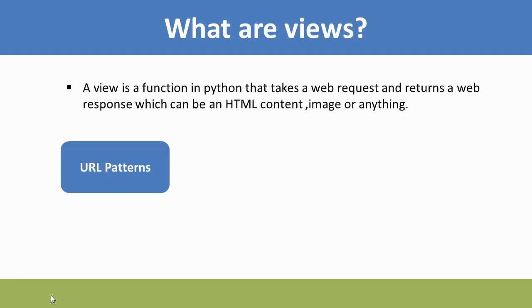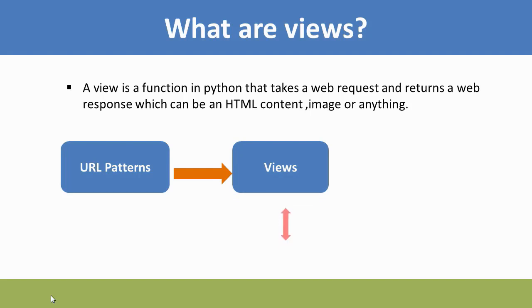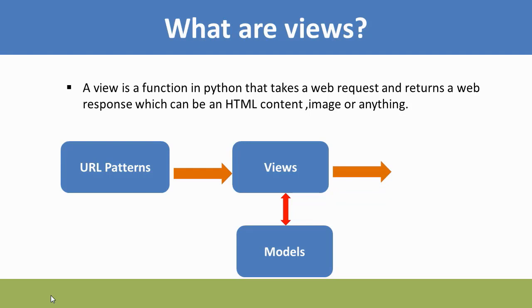Once a URL pattern comes in, it looks for the relevant view to process that. And once the relevant view has been determined, it dips into the database via the models and picks up the relevant data, and then passes it on to the template to generate the HTML for that document. So this is a simple flow of how views are processed.